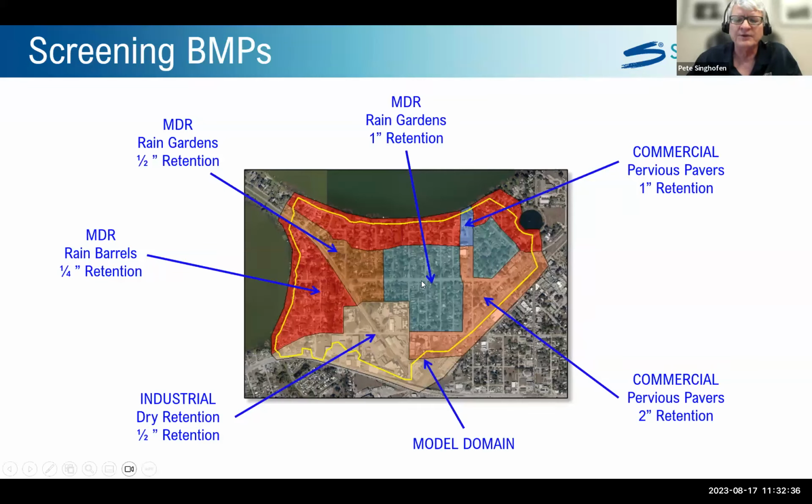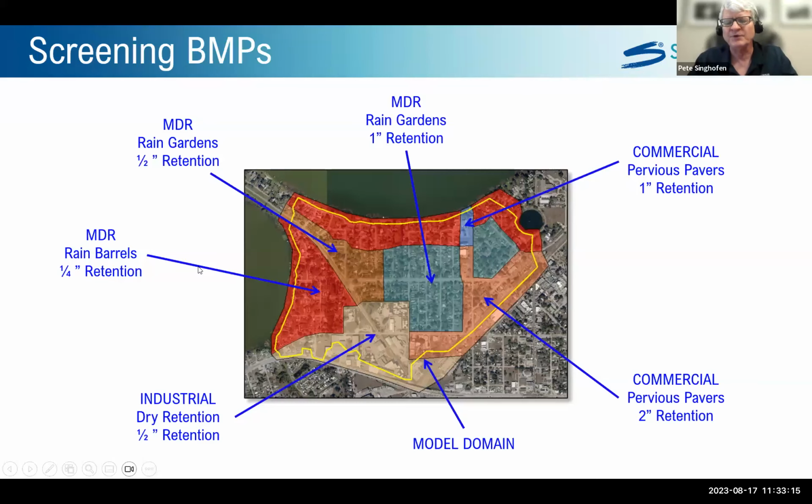So we can break these up into different zones. This one here is a commercial zone that we intend to use pervious pavers on, and we're going to estimate that we can get 2 inches of retention in that particular zone. Then we have medium density residential, and we're going to assume we can get 1 inch of retention there, and so on. Rain gardens over here, maybe the water table's up higher and the soils aren't as good, so we'll use rain gardens with 1/2 an inch of retention, and so on.